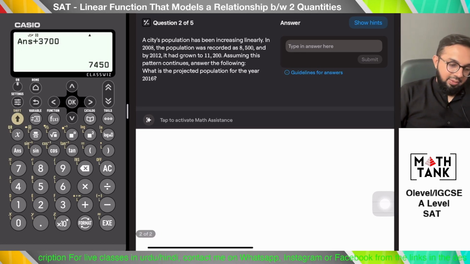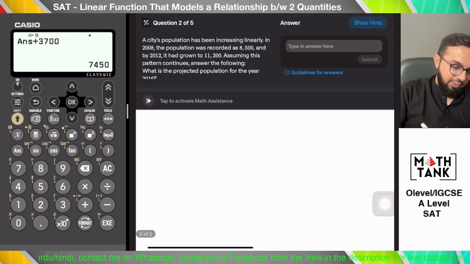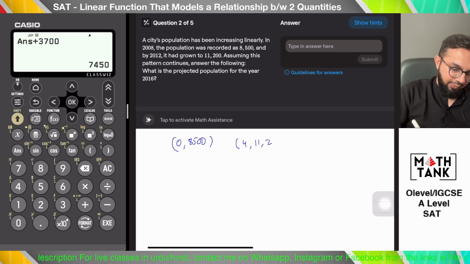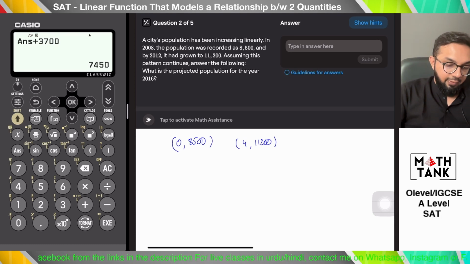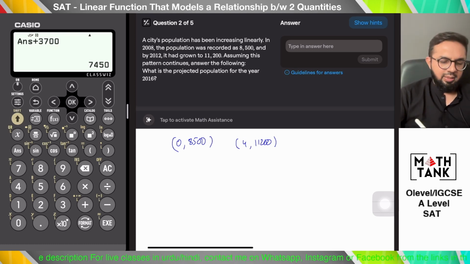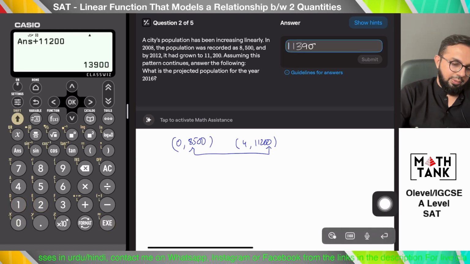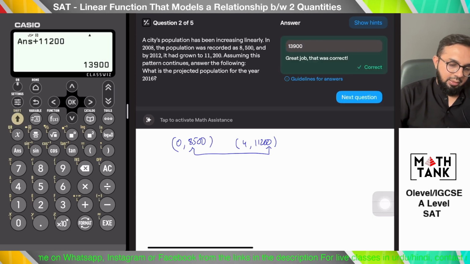A city's population has been increasing linearly. In 2008, the population was recorded as 8,500, and by 2012, okay, so at time zero, it was 8,500. After 4 years, it has grown to 11,200. Assuming this pattern continues, answer the following. What is the projected population for the year 2016? So it's another 4 years, but I can simply find out the change that's here and add it back again and say that I expect that in the next 4 years it's also going to grow by 2700. So I'm going to add that to 11,200 and say that the correct answer should be 13,900. Is that correct? Yes, that is the correct answer.